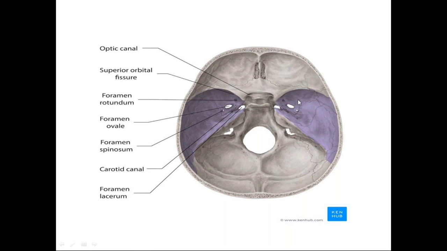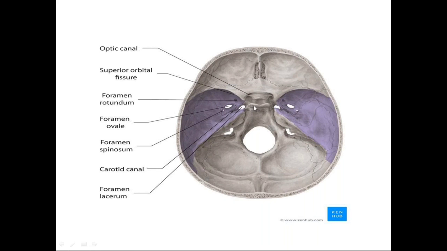Now this is the middle cranial fossa. Middle cranial fossa is bounded anteriorly by the lesser wing of the sphenoid. Posteriorly, it is limited by the petrous part of the temporal bone. Now this is the petrous part of the temporal bone. This petrous part of the temporal bone and the lesser wing of the sphenoid limit the boundaries of the middle cranial fossa, and this wing of the sphenoid is the greater wing of the sphenoid. The lesser wing is forming the margins.